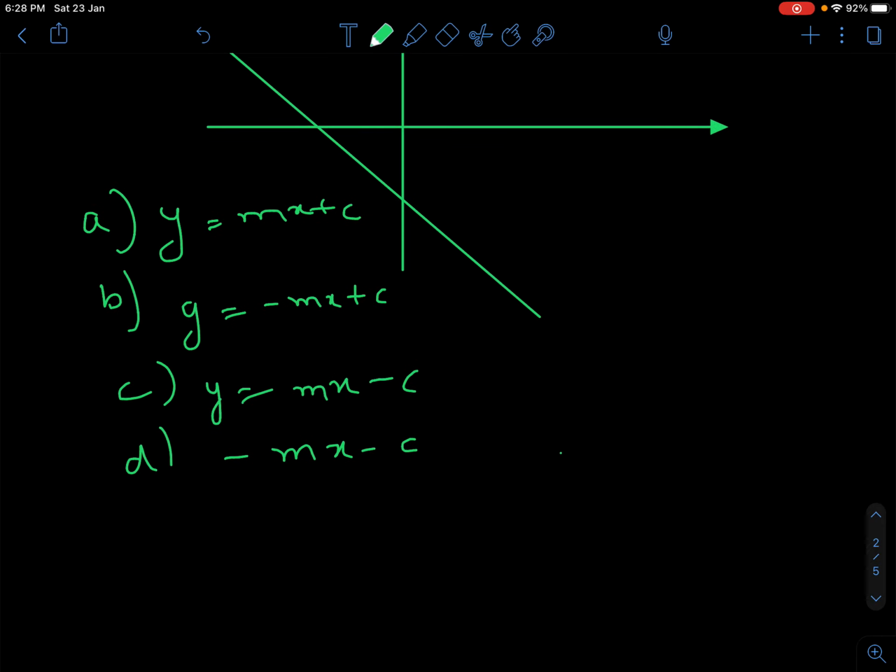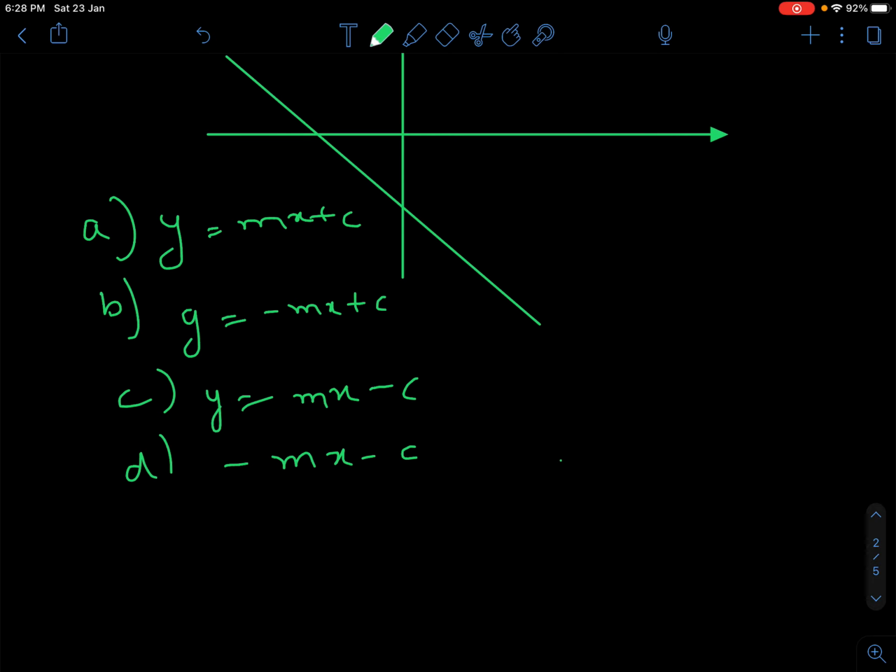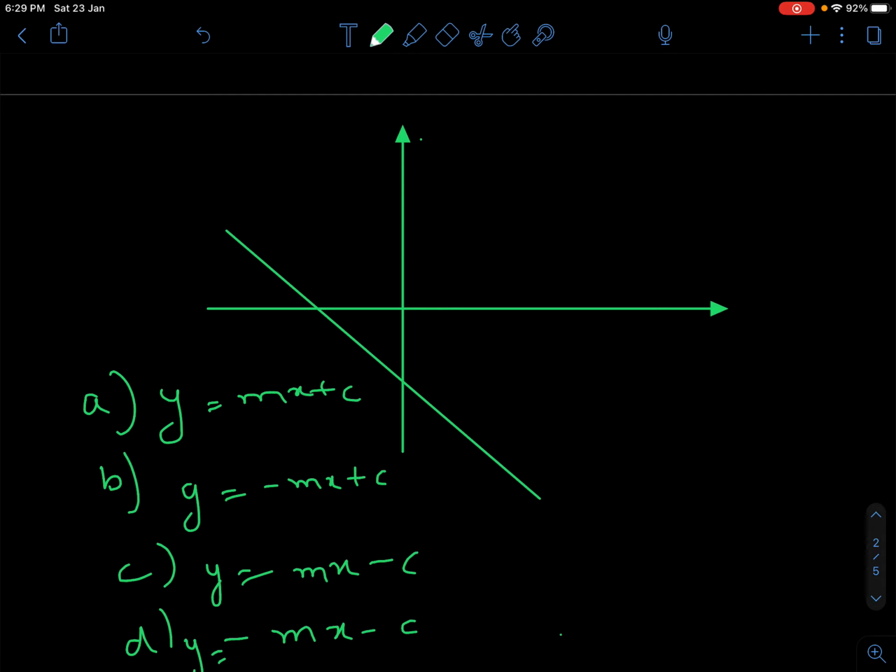To find it, the simplest way is to first put y equals 0, then put x equals 0. Suppose the answer is y equals minus mx minus c. The simplest way to find the 2 points is to put y equals 0, then x equals 0. As we know, m is the slope, c is the y-intercept, and x and y are the coordinates.